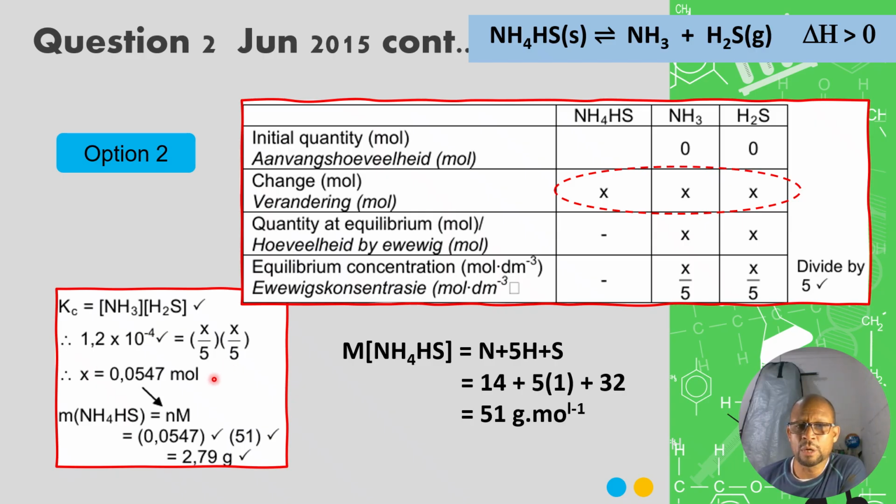And this time we're going to substitute X divided by 5, which will be the concentration. It's a different unknown. And then if we calculate X, it is 0.0547 moles. By substituting that into my formula so that I can calculate the mass, will give me 2.79 grams. So it's an answer slightly different from the previous one, but it falls within the range that they've given me, and that's still accepted. So that's the second option.